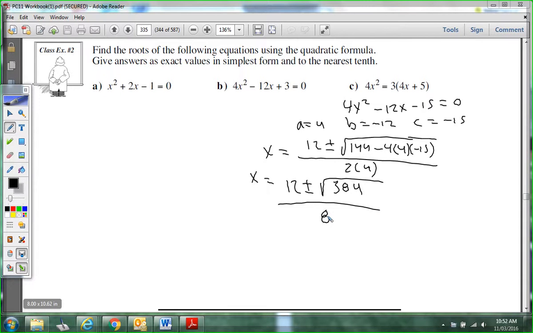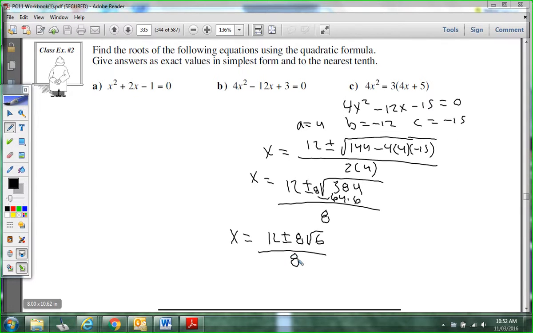384 breaks into 64 times 6. The 64 comes out as an 8. So then we're at 12 plus or minus 8 root 6, all over 8.